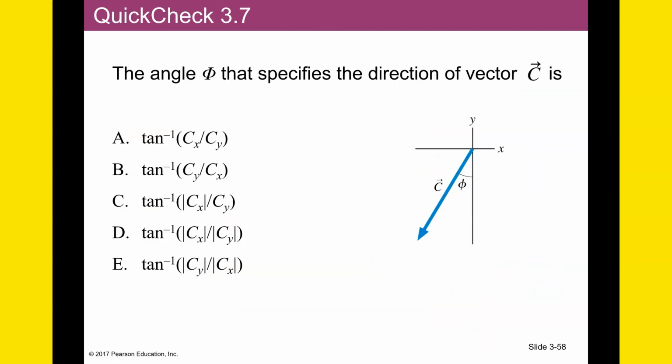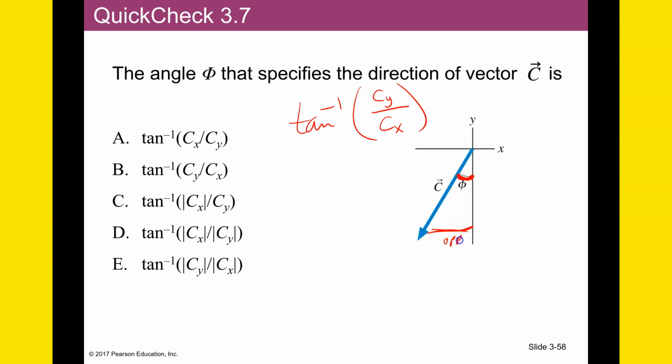All right. Quick check 3.7. The angle phi that specifies the direction of vector C is what? Well, the fact that it puts phi at an angle with the y-axis instead of with the x-axis makes it kind of weird. Normally, we arctangerize it by saying it's the arctan of the vertical component, the y-component, divided by the horizontal component. But that's always when the reference angle is with the x-axis. But when it's with the y-axis, you actually have to reverse that, right?